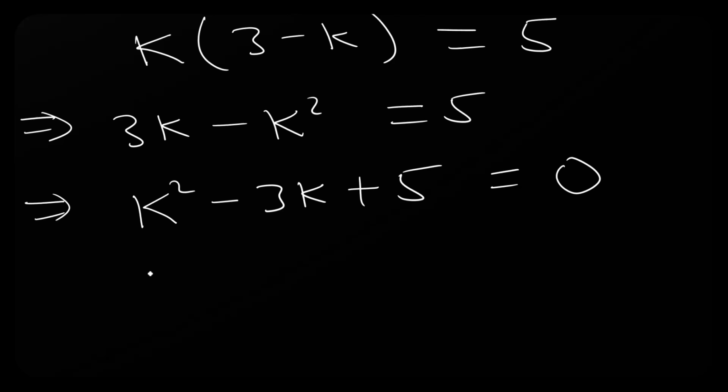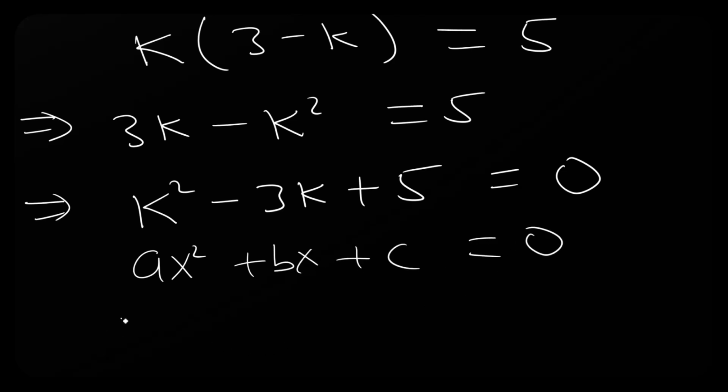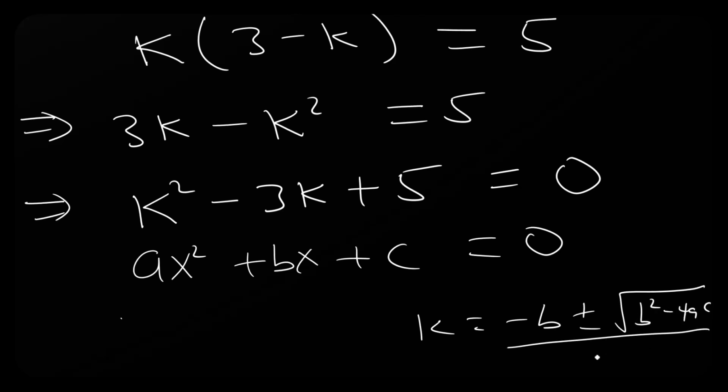Okay, so let's use the almighty formula. For ax squared plus bx plus c equals 0, my x will be minus b plus or minus square root of b squared minus 4ac on 2a. So from here, now let's assume that K is x. Once we know that K is x, by comparison a is 1, b is minus 3, and c is 5.